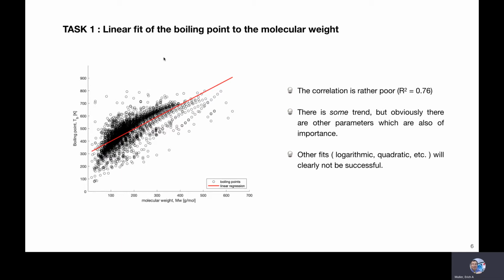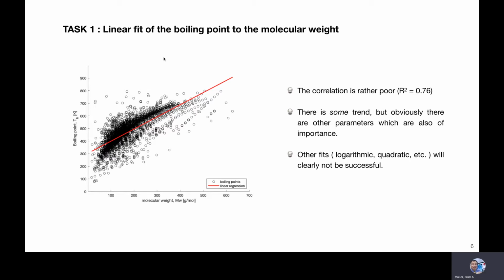There is some sort of relationship between boiling point and molecular weight, but clearly that is not the only part of the picture. And if you start playing with it and trying other types of fits, a logarithmic or a square or a quadratic fit, you might be able to improve a little bit on the R squared, but in general, you will not be successful, and it's kind of obvious from the fit.